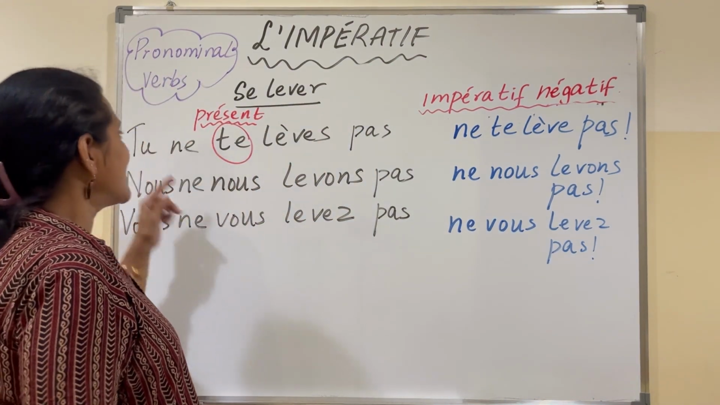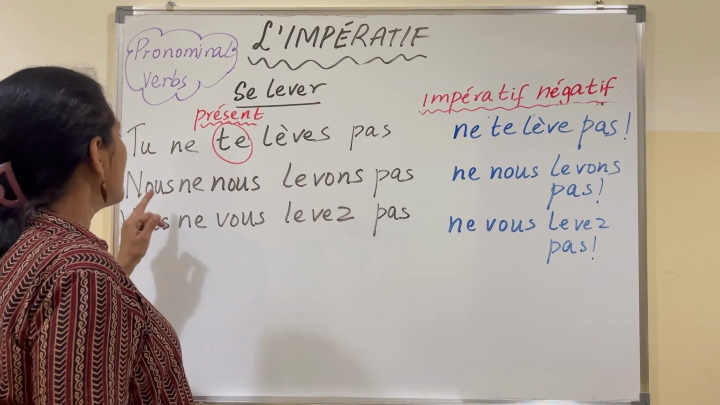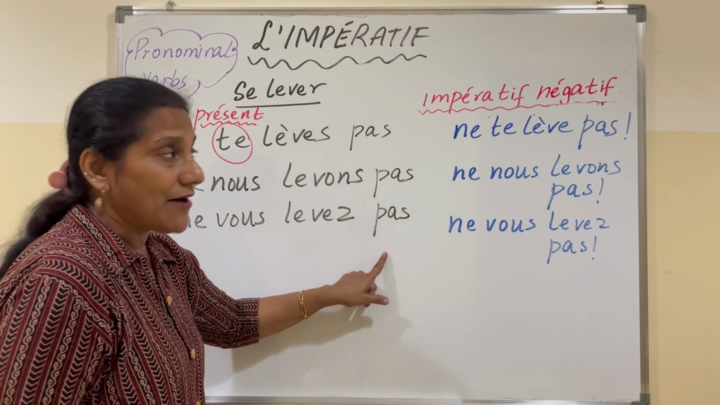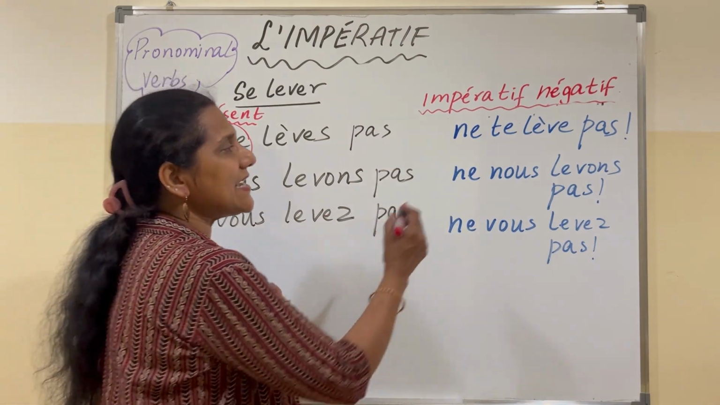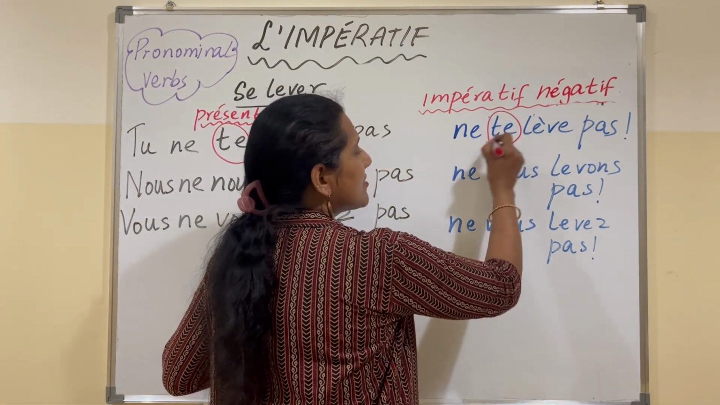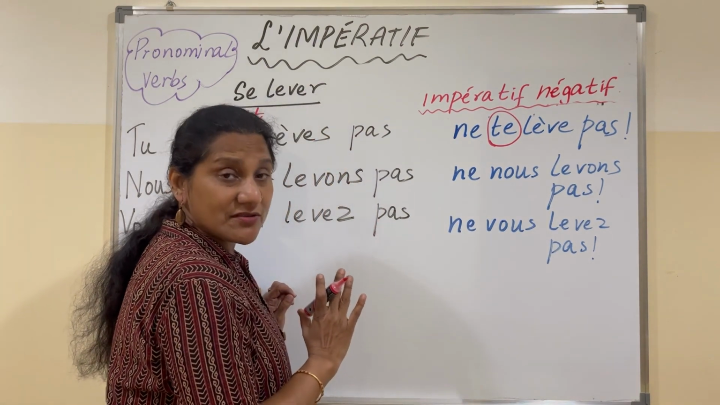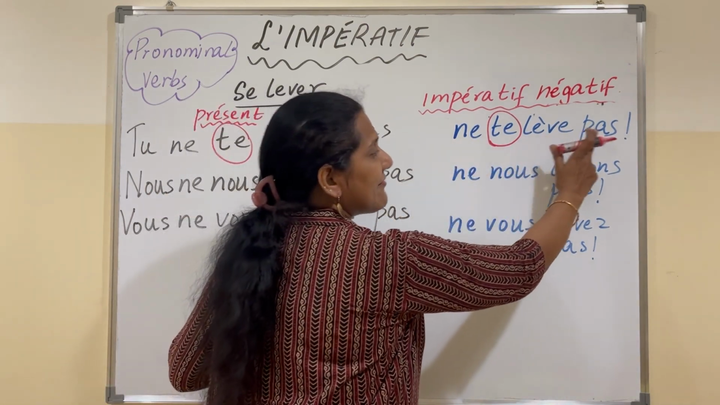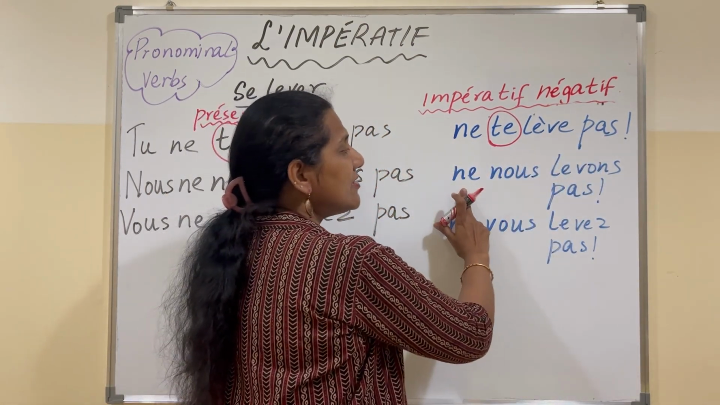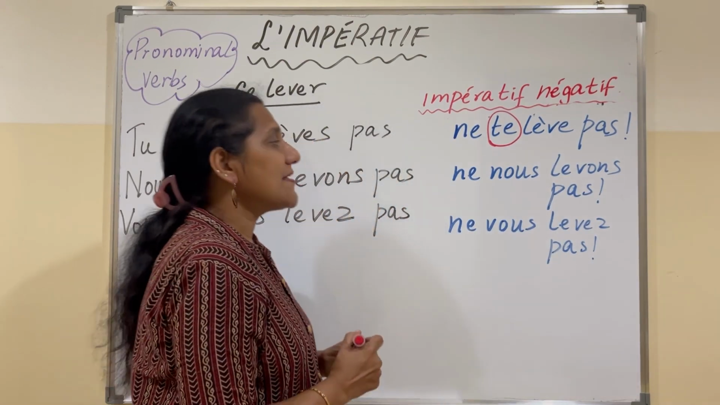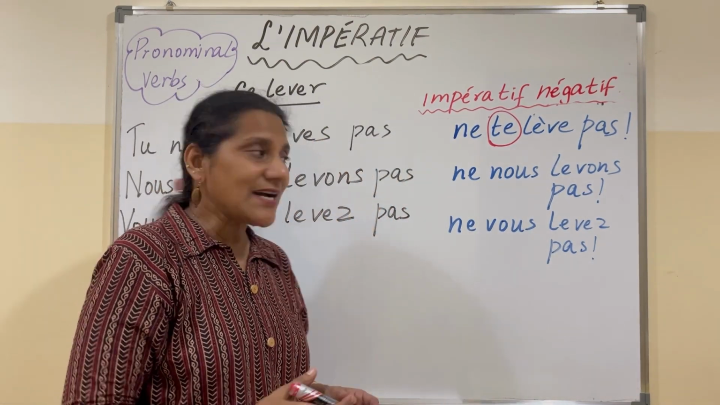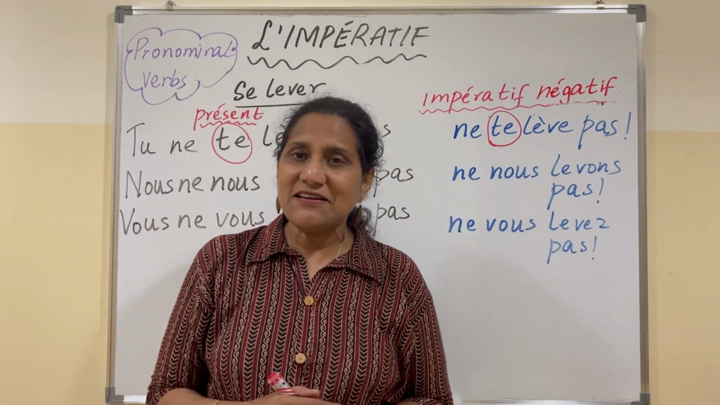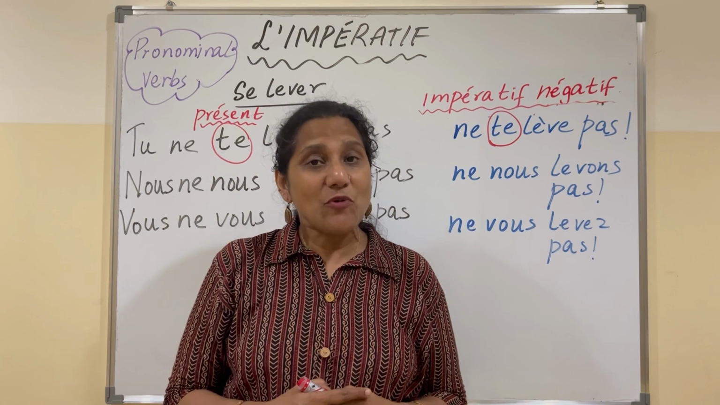First, present tense. Tu ne te lèves pas. Nous ne nous levons pas. Vous ne vous levez pas. So in imperative, what happens? Again, it comes back to te. In affirmative, we had changed the te to toi, but here it remains te. Ne te lève pas, don't get up. Ne nous levons pas, that means let us not get up. Ne vous levez pas. Let's learn imperative tense with some more examples.